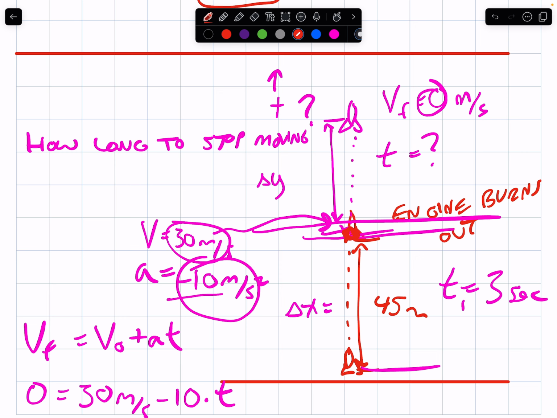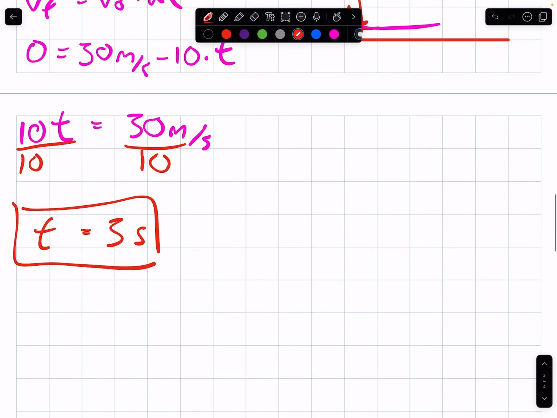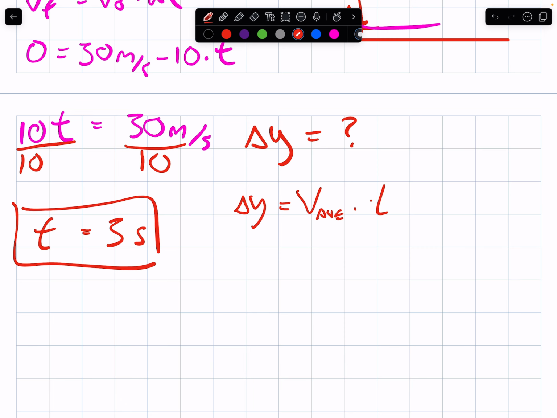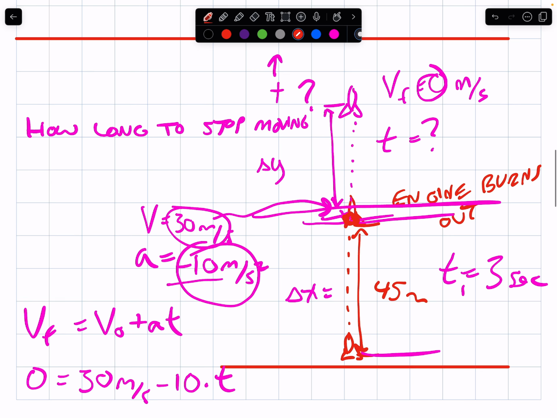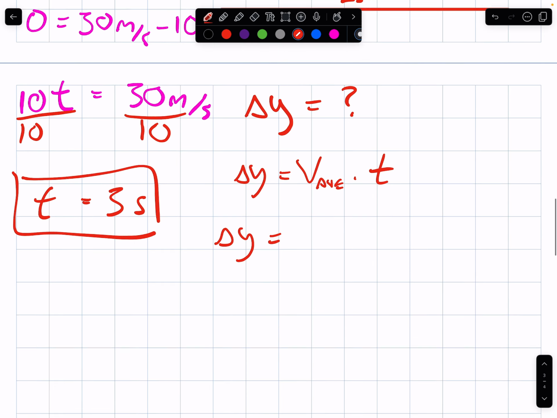So now, finally, I know this is crazy. How much further does it move after the engine is burned out? So delta y, the easiest way to figure this out would be to use delta y is v average times t. So what is the average velocity? Remember average velocity? Let's draw another picture right here.